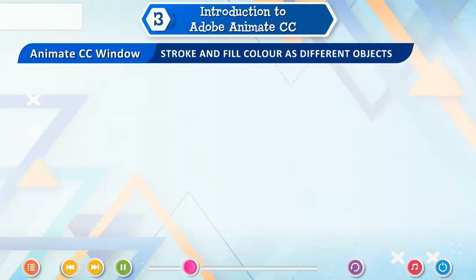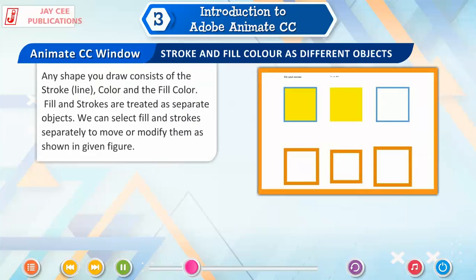Stroke and fill color as different objects. Any shape you draw consists of the stroke, line color, and the fill color. Fill and strokes are treated as separate objects. We can select fill and strokes separately to move or modify them as shown in given figure.